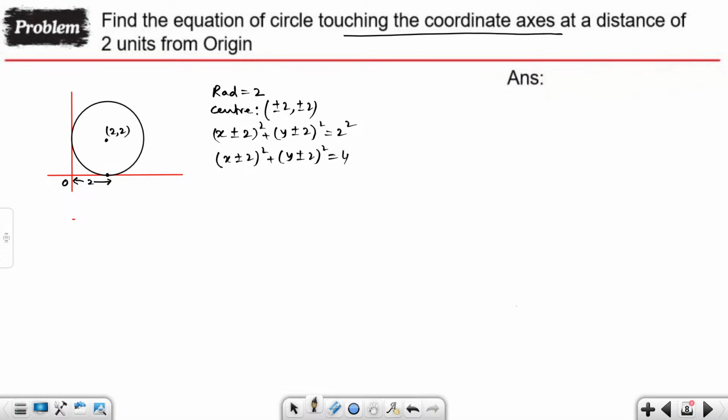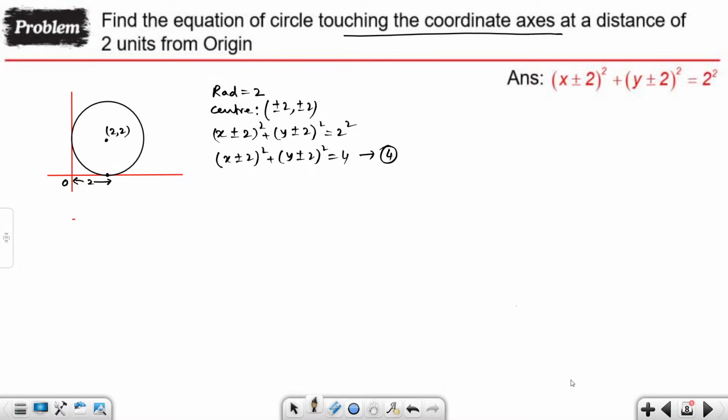equals to 4. So, how many such circles are possible which are touching both the axes at a distance of 2 units from the origin? Such circles will be 4. 4 circles are there which will fulfill the given condition in the question. Is it clear? Therefore, our equation is x plus minus 2 whole square plus y plus minus 2 whole square equals to 2 square. Is it clear to all? Okay. Let us move further.